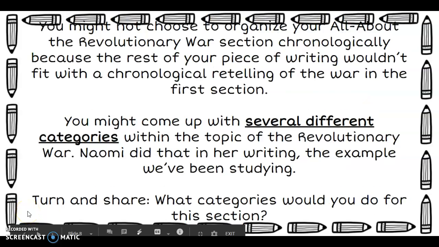You might not choose to organize your All About the Revolutionary War section chronologically, because the rest of your piece of writing wouldn't fit with a chronological retelling of the war in the first section. So you might come up with several different categories within the topic of the Revolutionary War. If you remember reading Naomi's example yesterday, Naomi did that in her writing, the example that we've been studying.